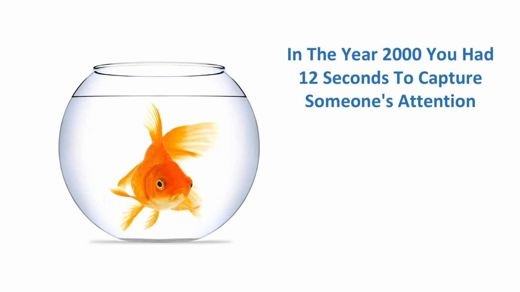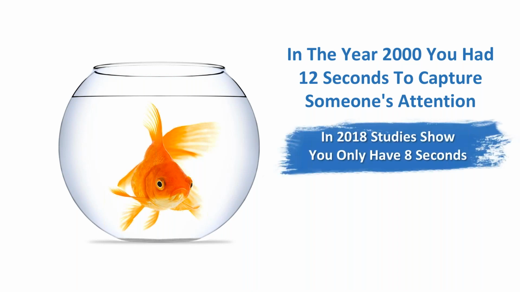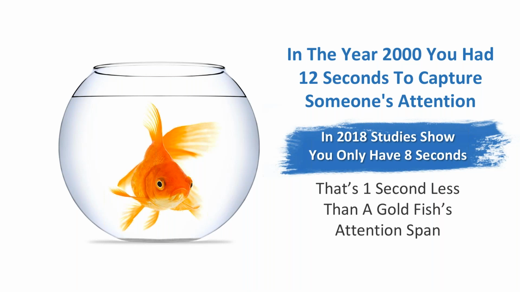So in the year 2000, nearly 20 years ago now, wow, it's hard to imagine, right? I remember Y2K, what a crazy time that was. The year 2000, you had 12 seconds to capture someone's attention. In 2018, studies show you have 8 seconds. So across that 18 years, we've lost 4 seconds of someone's attention. Why is there a goldfish on the page? That's 1 second less than a goldfish's attention span. So today, a website visitor doesn't even have the attention span of a goldfish.